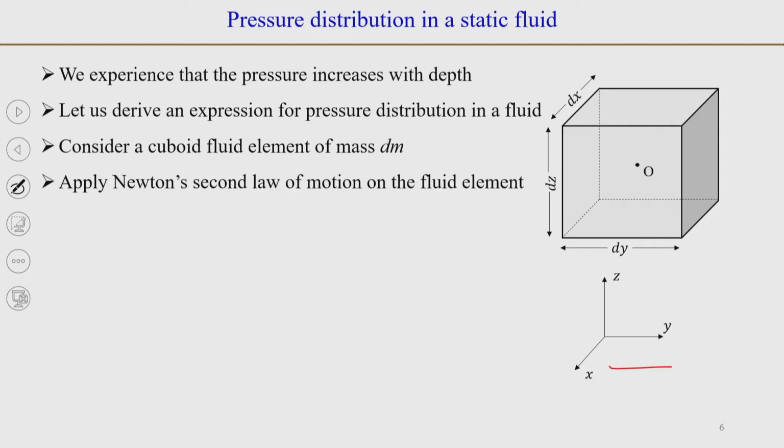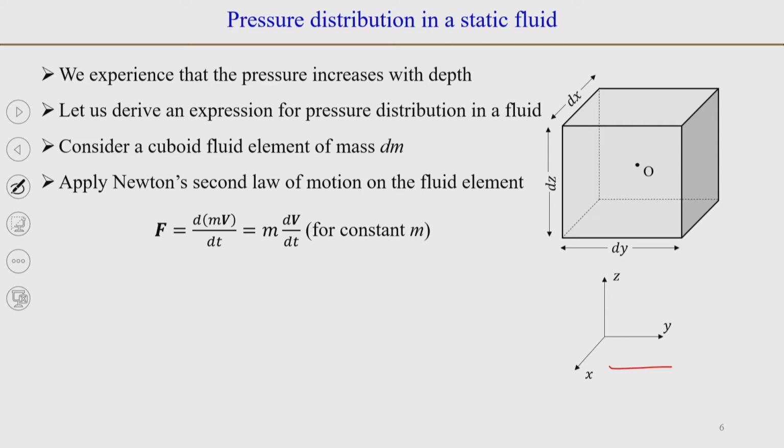So, we will apply Newton's second law of motion on this fluid element, which we already know: force applied on a fluid element or a body is equal to rate of change of its momentum. So, F is equal to d by dt of mv, and if we say that mass is constant, independent of time, then you can write F is equal to m dv by dt, or more commonly we know that F is equal to m a, where a is acceleration.